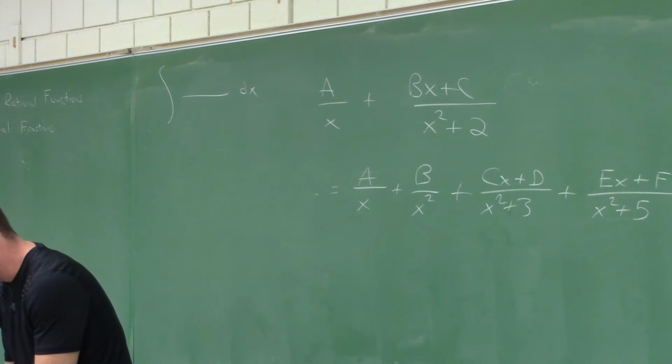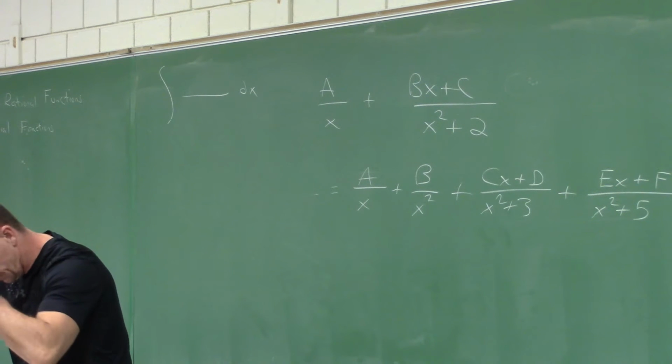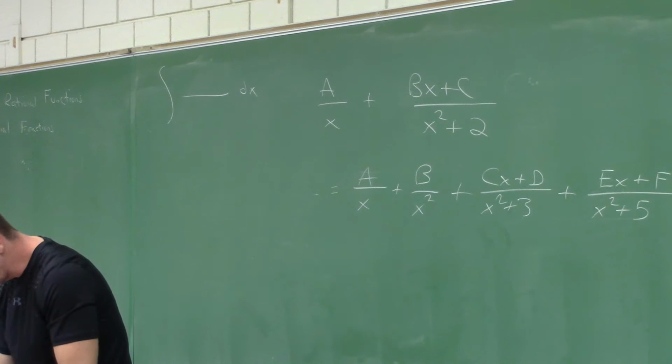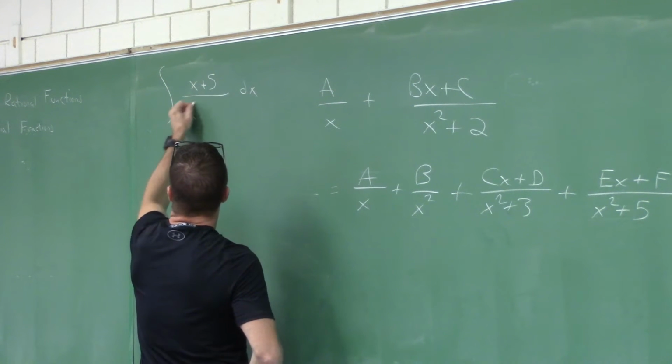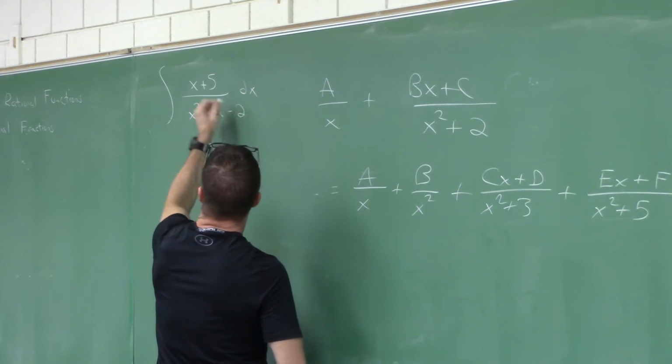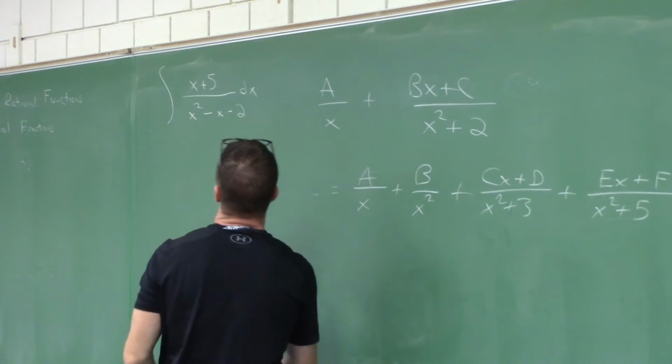Okay, here's the first one. We have the integral of (x plus 5) over (x squared minus x minus ...) dx.